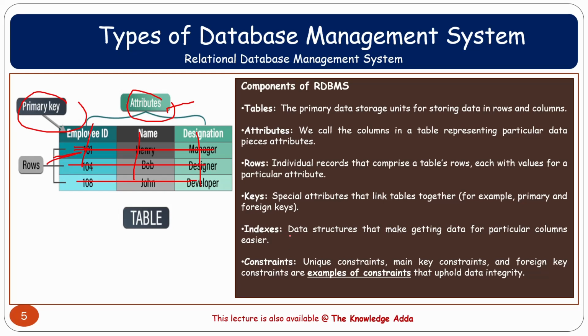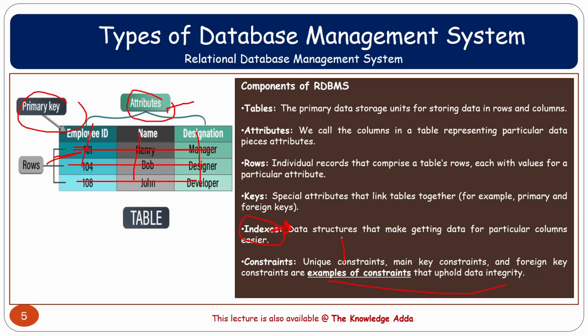Now, indexes work like a search engine if you want to search data from a table. By using indexes, we can fetch data very easily and with speed as well. Now talking about constraints. Constraints are a set of rules that apply to a table or column. Unique constraint, primary key constraint, and foreign key constraint are examples of constraints.